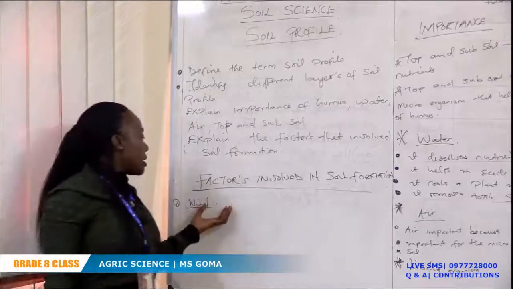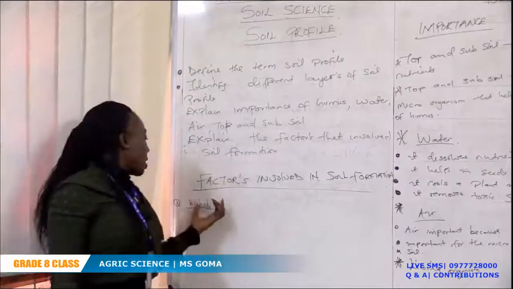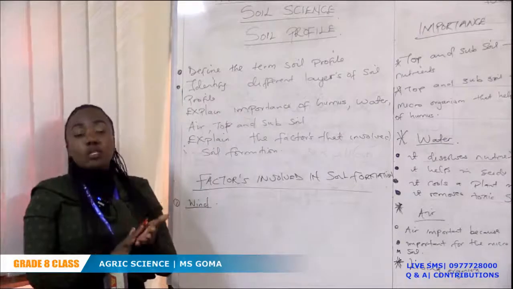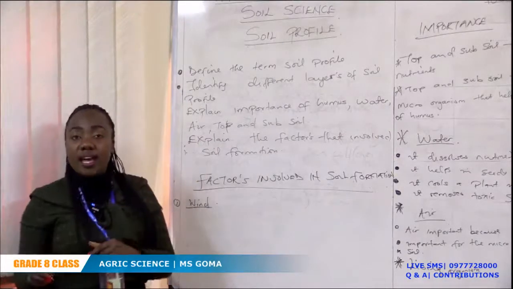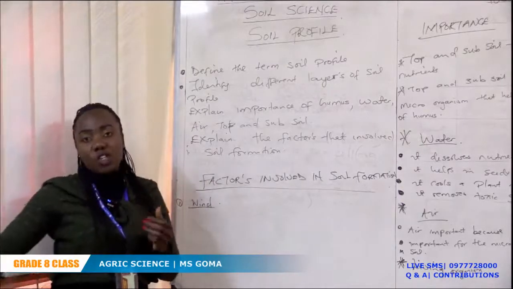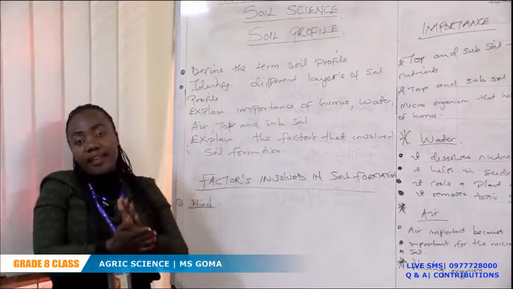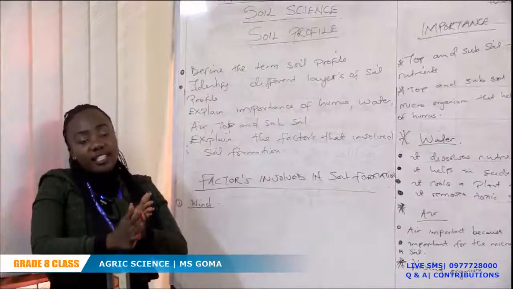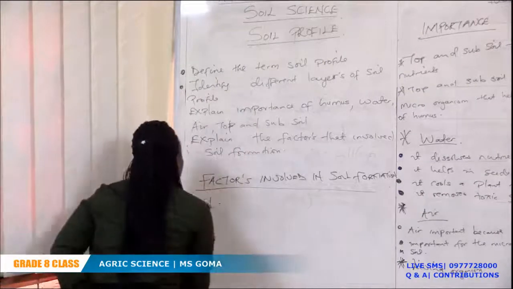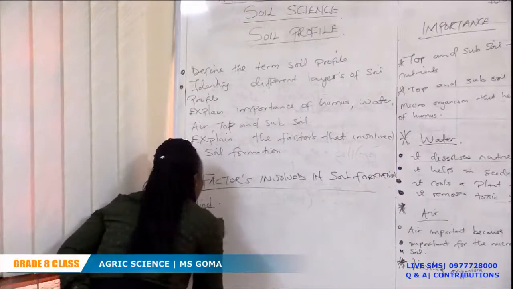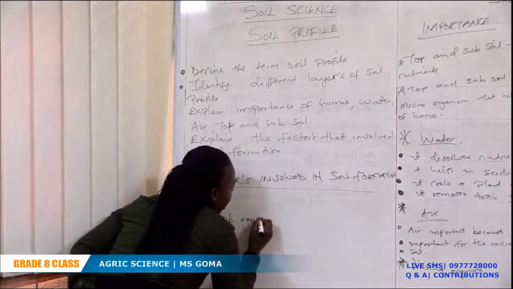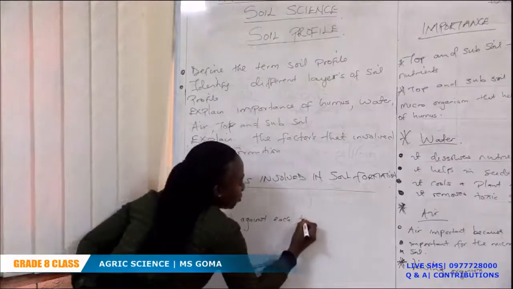So under wind, we learned that soil is formed when the rocks rub against each other, because rocks will move from a region of high pressure to a region of low pressure. As the rocks are moving, they'll be rubbing against each other. As they rub against each other, soil is being formed. Rocks rub against each other to form soil.